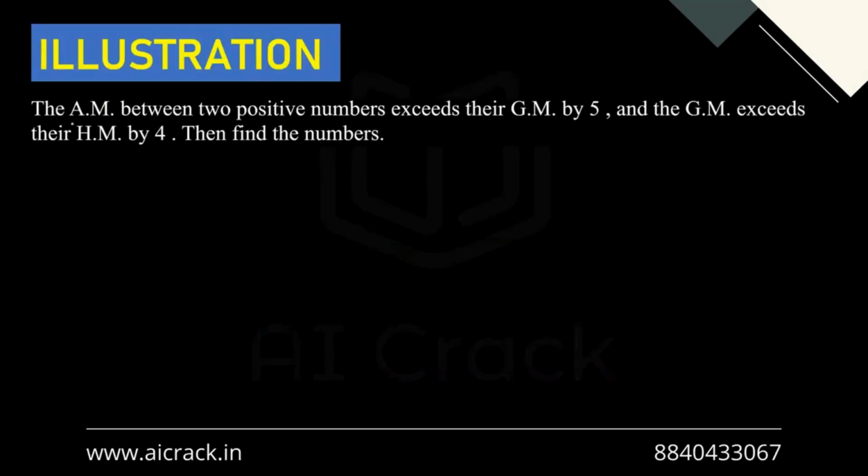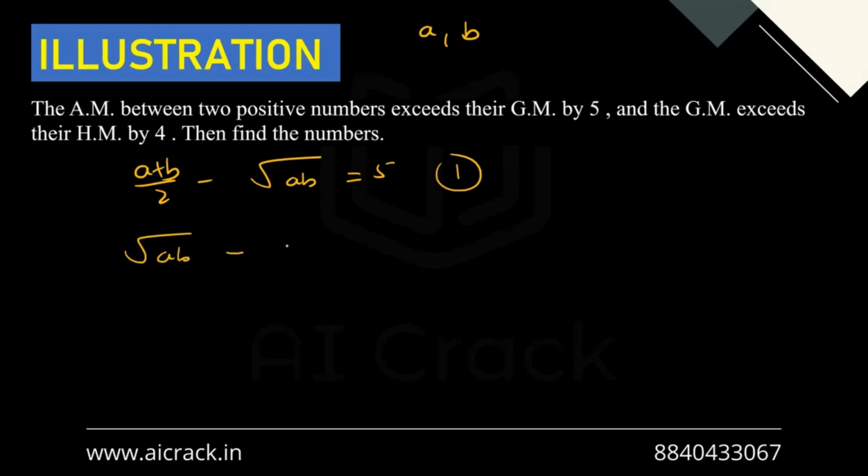And now let's solve this example. The AM between two positive numbers exceeds their GM by 5 and GM exceeds their HM by 4, then find the numbers. So let's say the positive numbers are A comma B, right? Now the first equation says AM between two positive numbers exceeds their GM by 5. So basically that means (A plus B) by 2 minus root AB, that is GM, equals 5. Basically AM exceeding GM by 5, right? That is our first equation. Now the second equation would be GM, that is root AB, minus HM, that is 2AB upon A plus B, equals 4. This is our second equation.